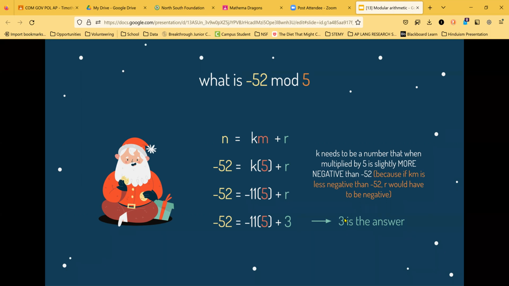So that number would be equal to the remainder, right? So that number in this case is 3, because we can add 3 to negative 11 times 5 and get negative 52. Therefore, 3 has to be the answer here. So does that make sense?